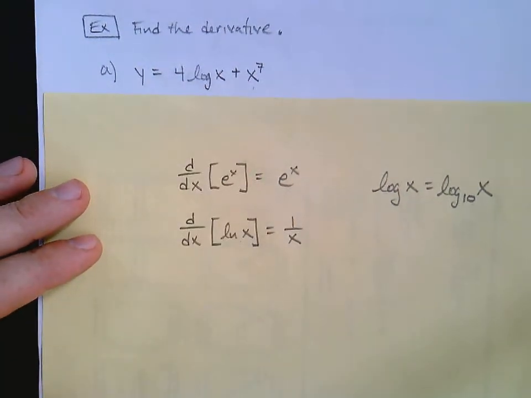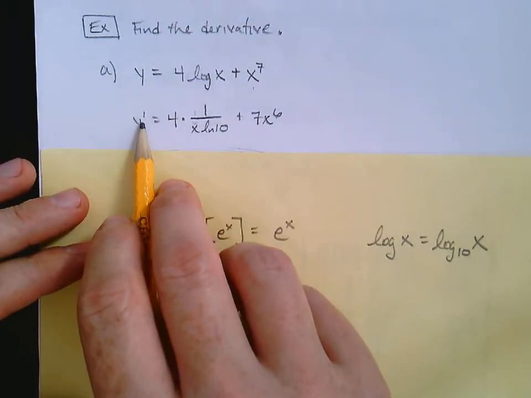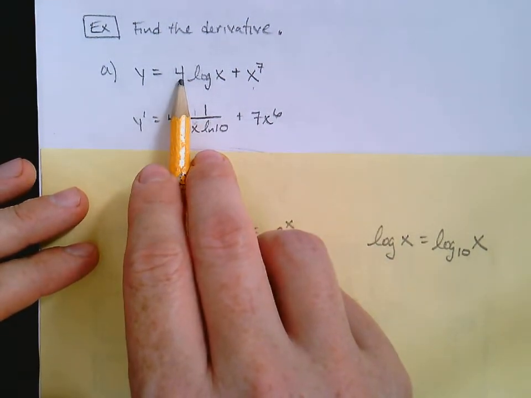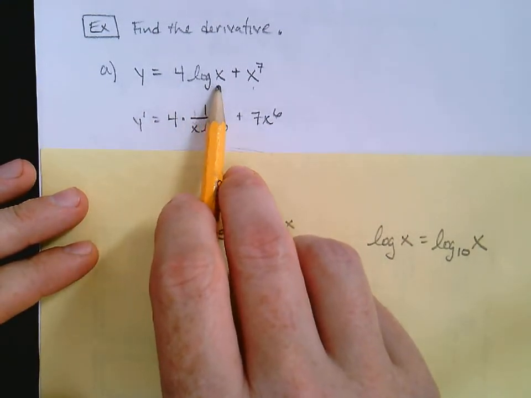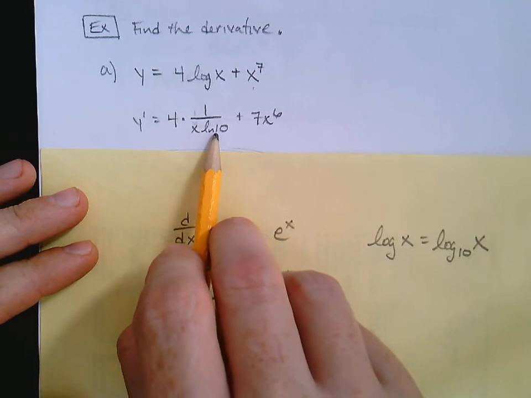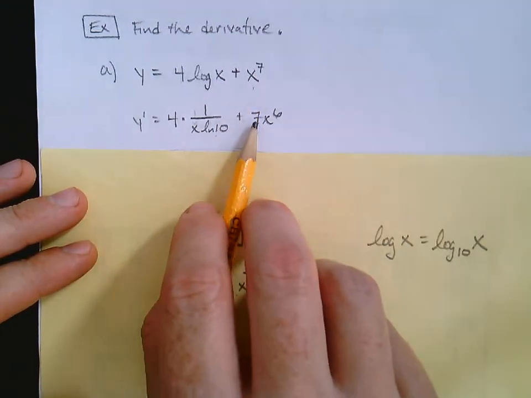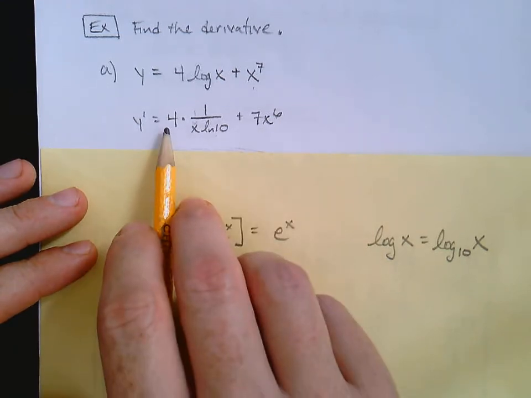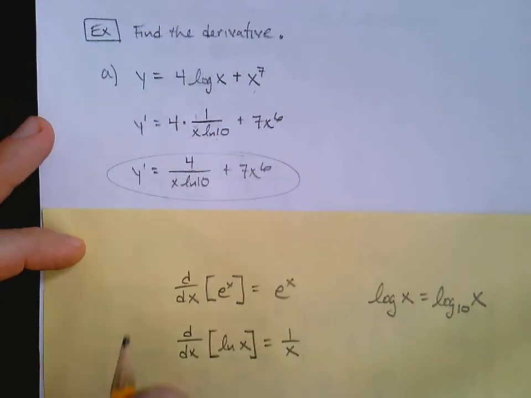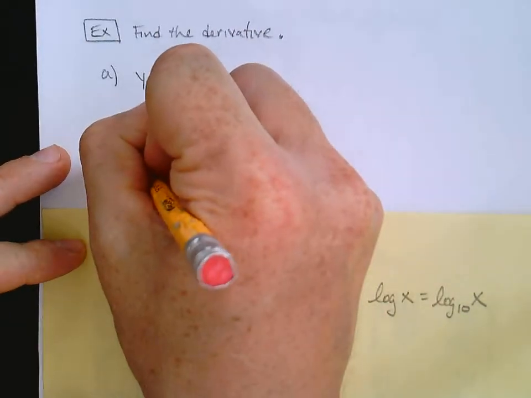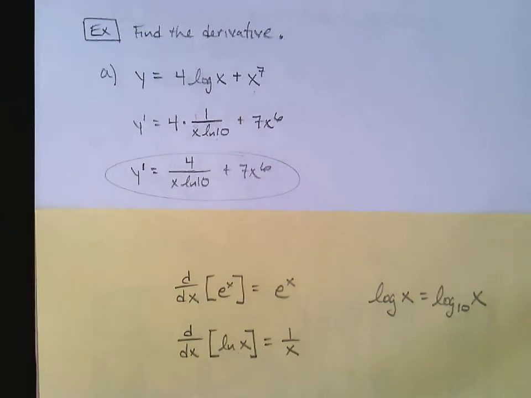Okay, so let's follow the rule. All right, so y prime: 4 is a constant multiple, so it just carries down. Derivative of log x is 1 over x natural log of 10. And of course, x to the 7th plus 7x to the 6th. And you might write the final answer. You might multiply that 4 up to the top and say y prime equals 4 over x natural log 10 plus 7x to the 6th.